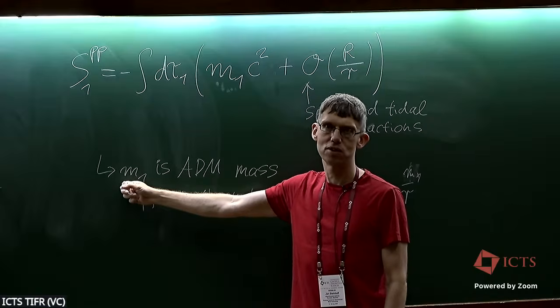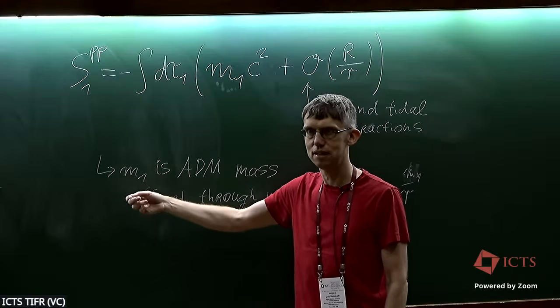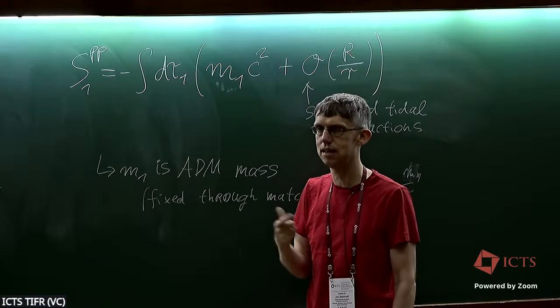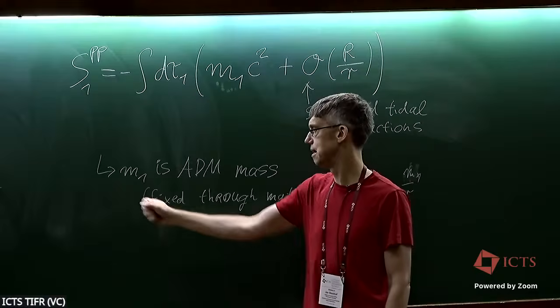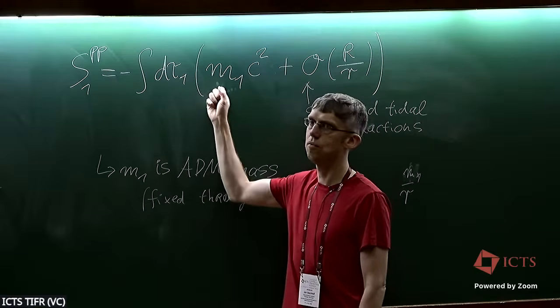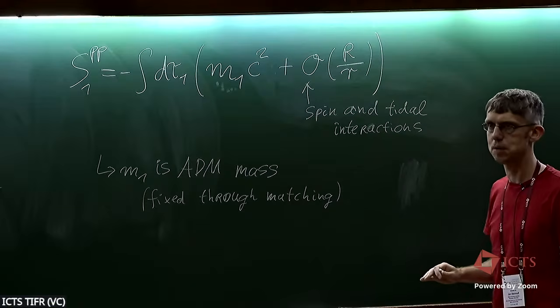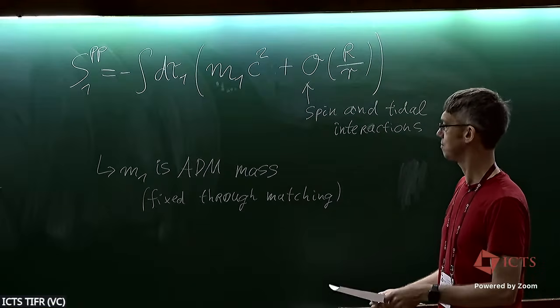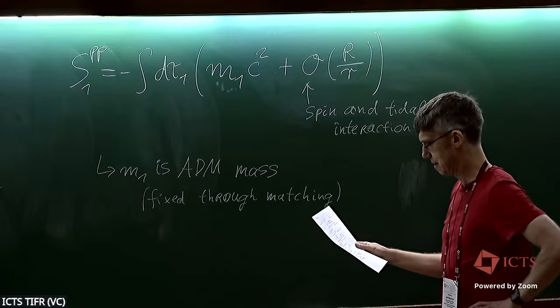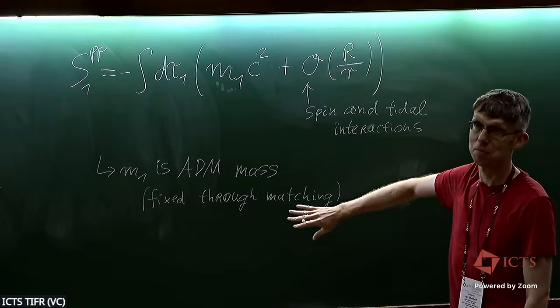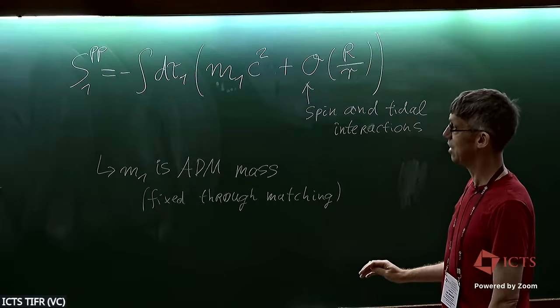For Kerr black holes, of course, this would be a little more subtle because there are already several masses around. There's an irreducible mass and there's the ADM mass. And in that case, this M would be the ADM mass, so the total energy of the spacetime. Right. So that's basically now how one sets up the point particle action.